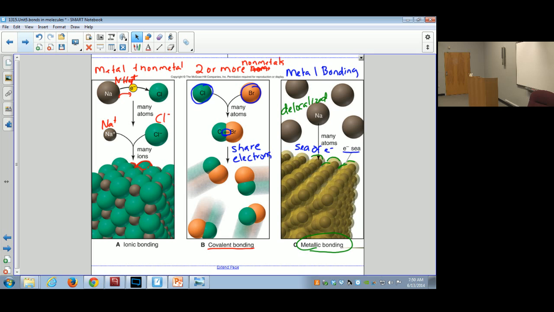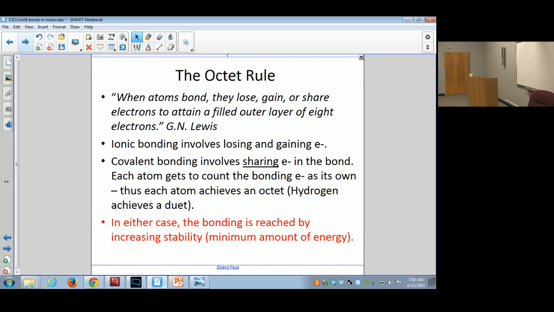So each atom contributes an electron, and they share a pair of electrons, which we'll look at in a moment. So a guy named Lewis put together this idea that when atoms bond, they lose, gain, or share electrons to attain an outer layer of 8 electrons. So that outer shell is going to have 8 electrons.